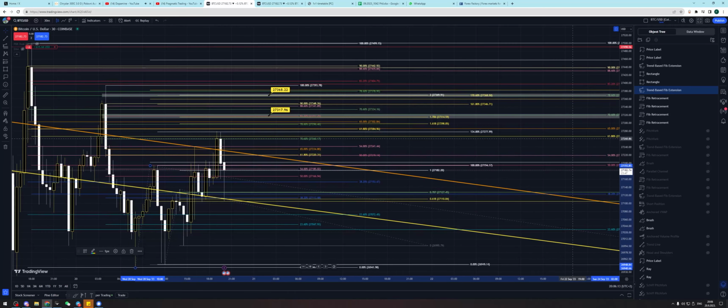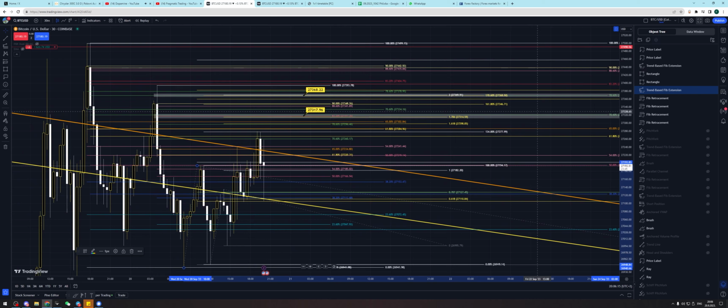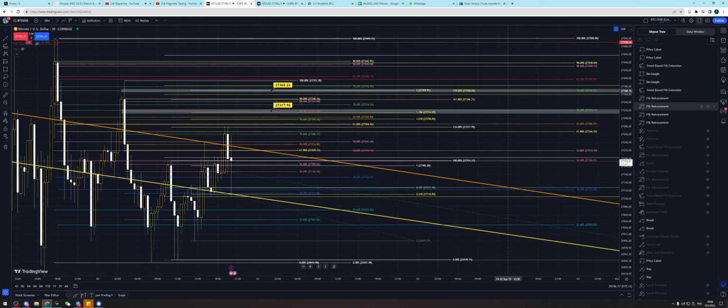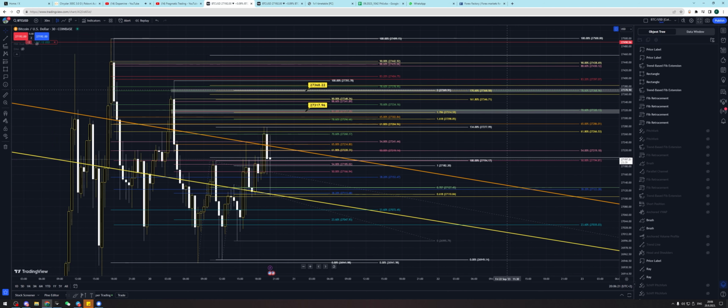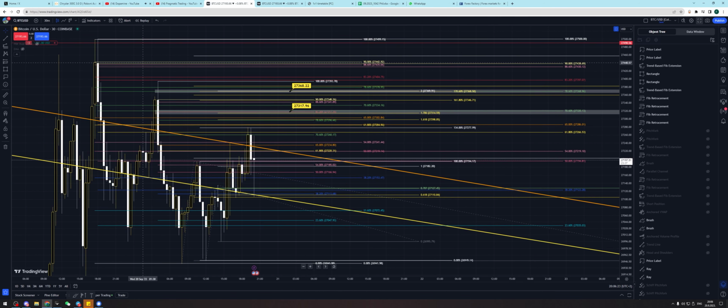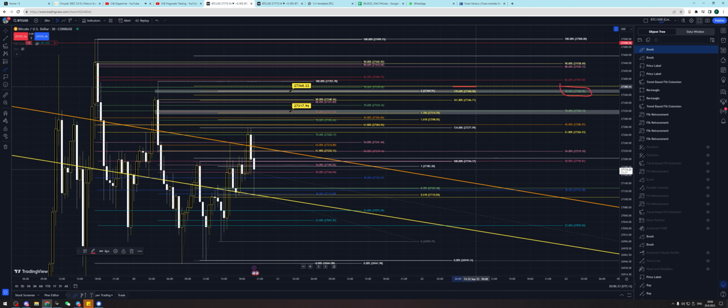So why have I chosen these zones? Well, this zone here, 27.368, is where I see three strong fib levels at the same place, right? Let me show you. I'll use the brush. So we have 78.6%, we have 170.6%, and we have 200%.